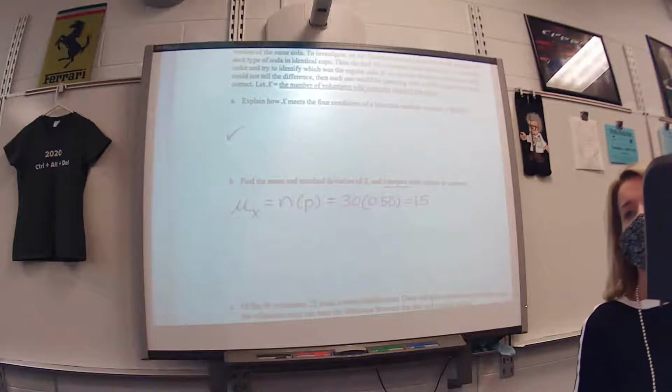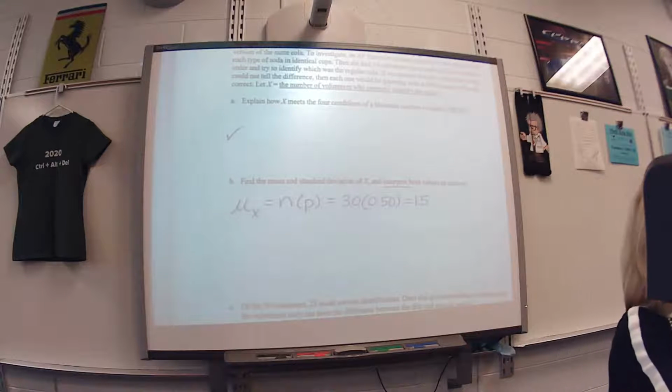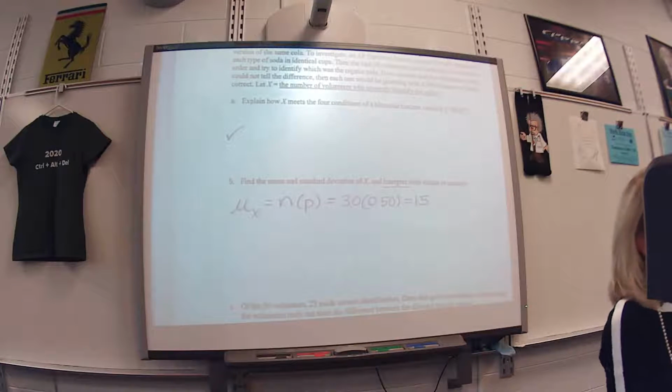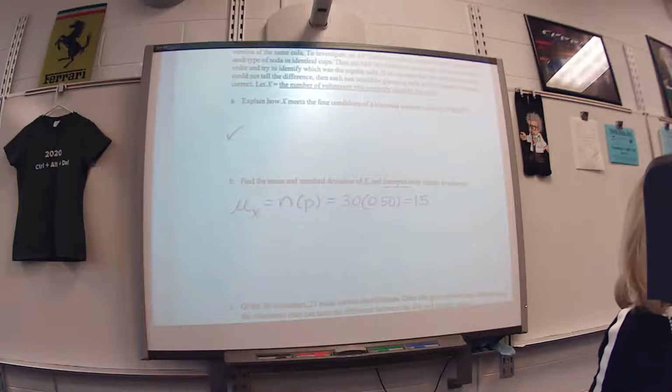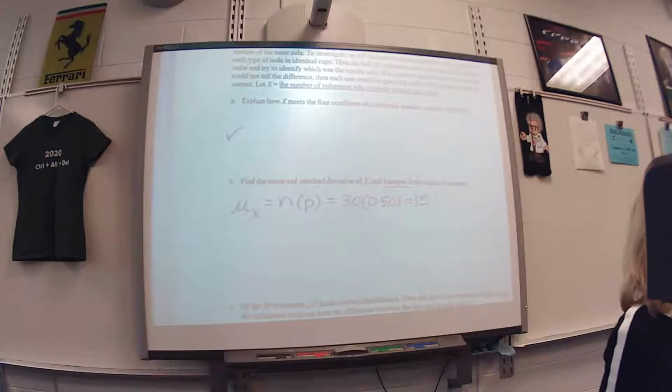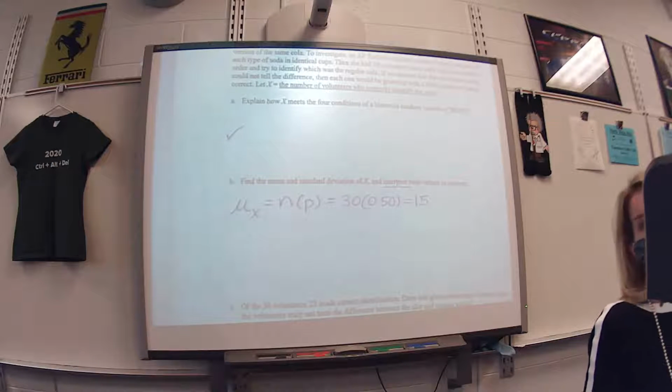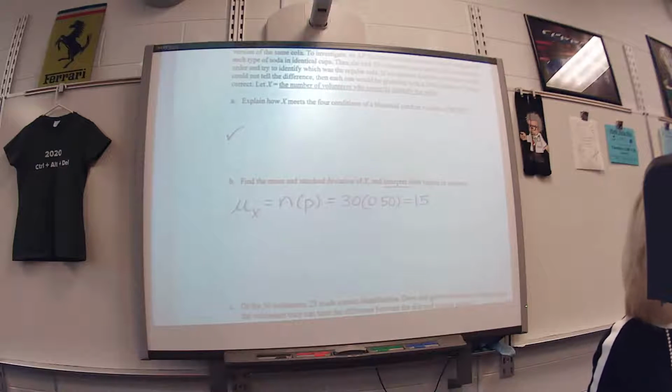After many groups of 30 volunteers trying to guess which is the regular soda and which is the diet soda, after many groups have done this experiment, I would expect 15 of them to guess correctly in the long run.